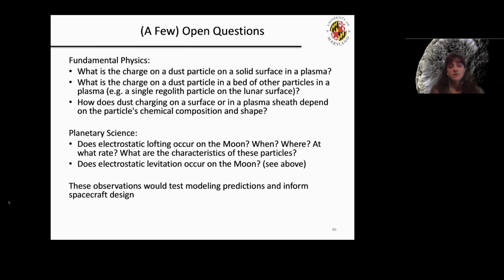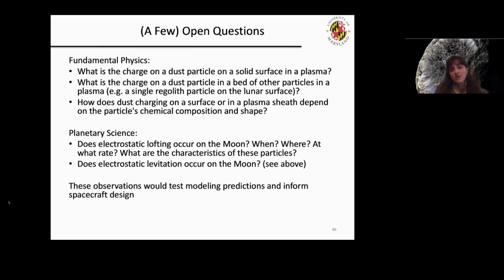And then similarly, the same sorts of questions with electrostatic levitation. What particles levitate? Where do they levitate? At what height do they levitate? What time of day do they levitate at? We really want to understand these phenomena and test the predictions that we've made for the past 40 years on Earth. So these observations would test modeling predictions, and they would also inform spacecraft design.